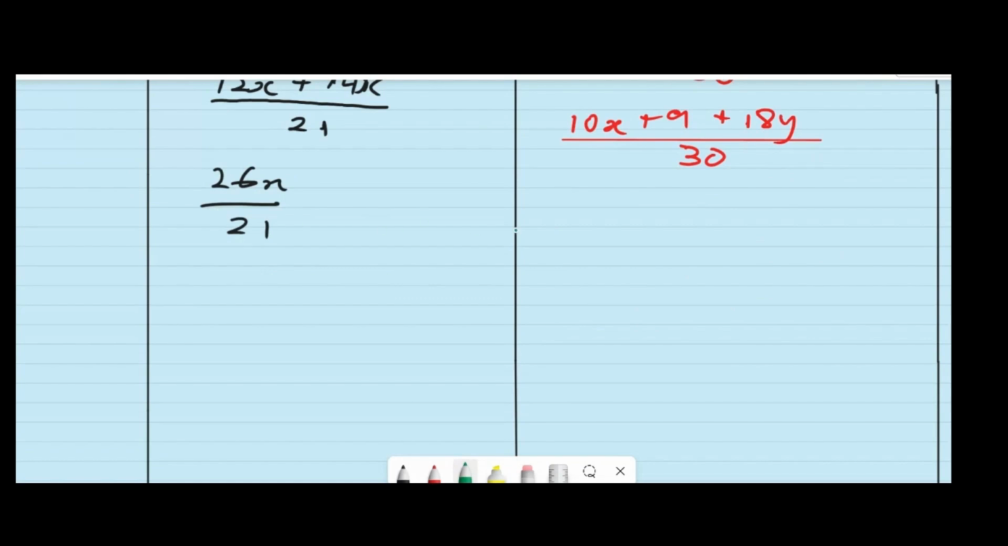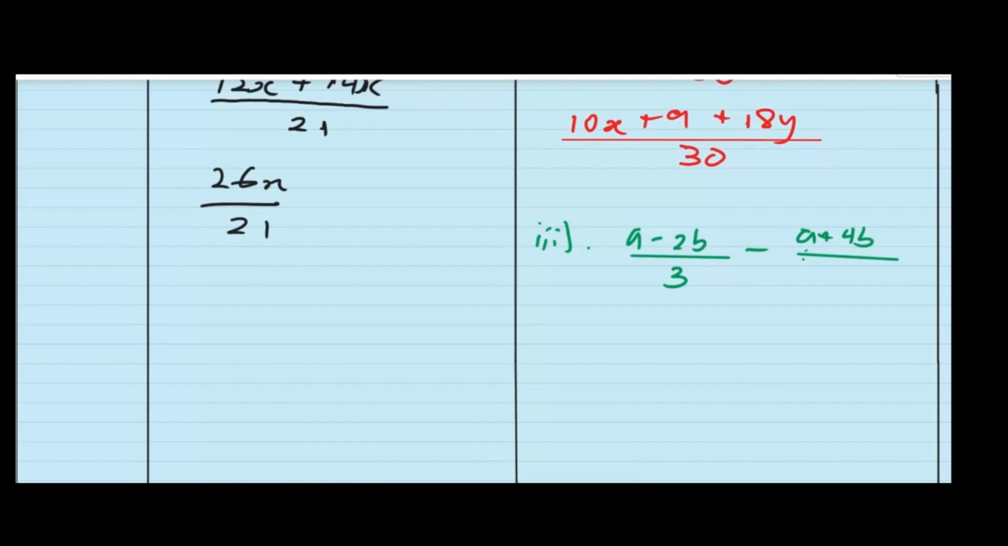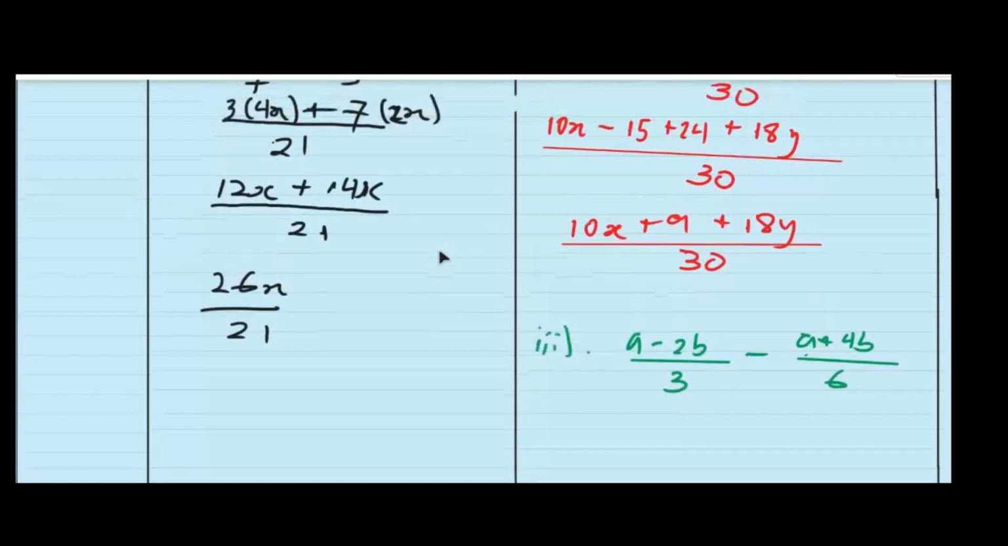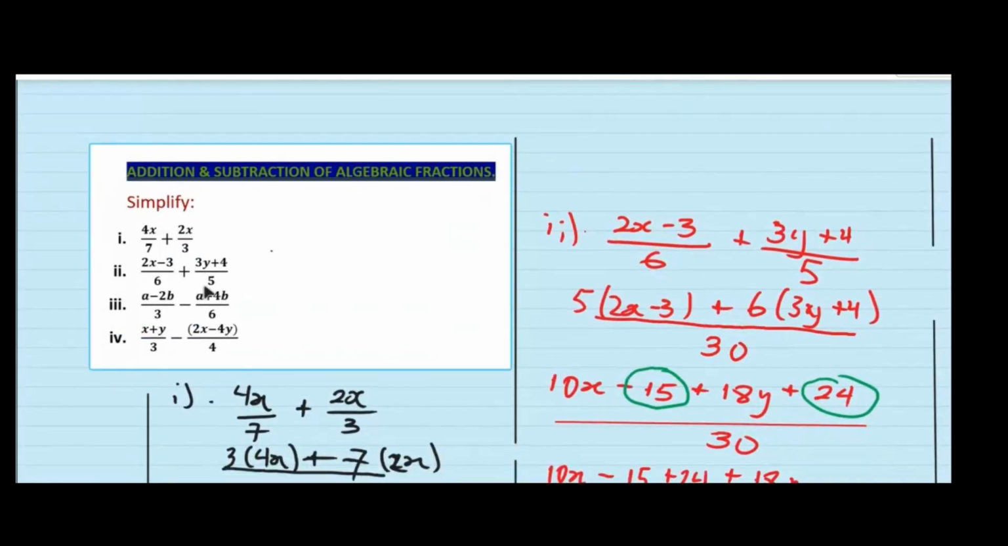So the third expression, that is I, we have a minus 2b over 3, and then minus a plus 4b, over 6, right? Yeah, 6. Can go back and confirm that. That is 6. Yeah, so that is 6 here.